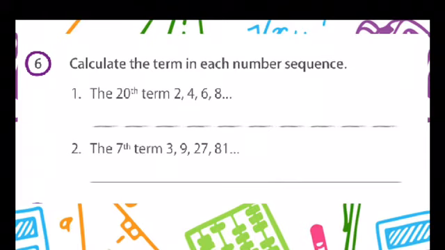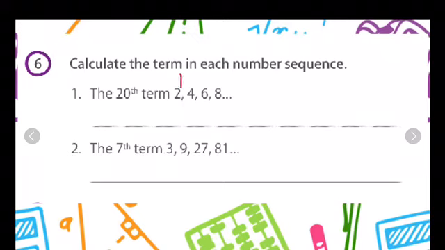Okay, guys. I hope that was enough time for you to complete this exercise. Exercise number 6 has two exercises. Number 1 says 20th term. What do you observe in this number sequence? I said that you can use multiplication to do this type of sequence.